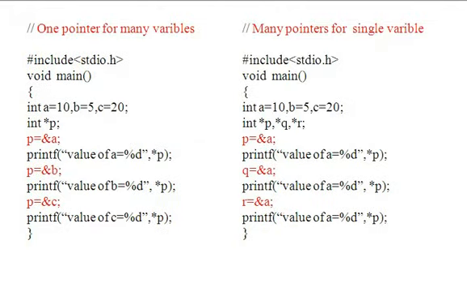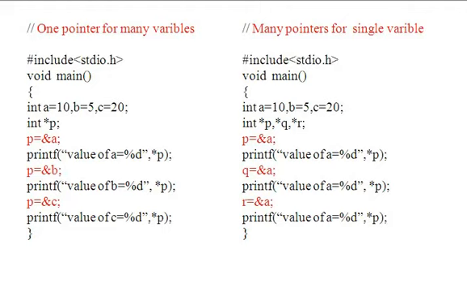We have two programs here. In the first one we have only one pointer for many variables, and in the second one we have many pointers. Look at the things clearly. Look at the first program. p = &a; p holds the address of a, and p = &b, p = &c.